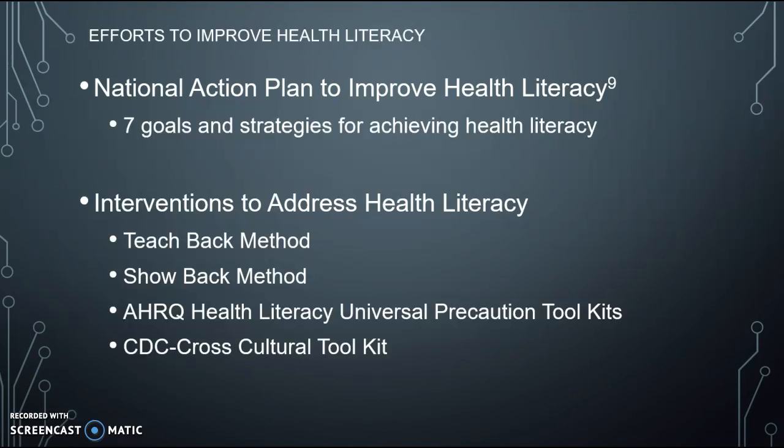changing policies, increasing basic research in the development of interventions to improve health literacy, increasing use of evidence-based health literacy practices. Some of those evidence-based interventions include the Teach Back Method, Show Back Method, AHRQ Health Literacy Universal Precaution Toolkits, and the CDC Cross-Cultural Toolkits, for example.